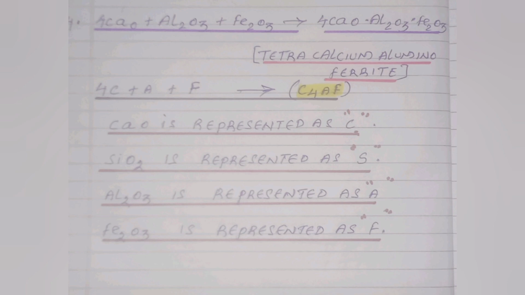Four molecules of calcium oxide react with aluminum oxide, which further reacts with ferric oxide or iron oxide, and converts into tetracalcium aluminoferrite, which is represented as C4AF. CaO is represented as C. SiO2 is represented as S. Al2O3 is represented as A. Fe2O3 is represented as F.